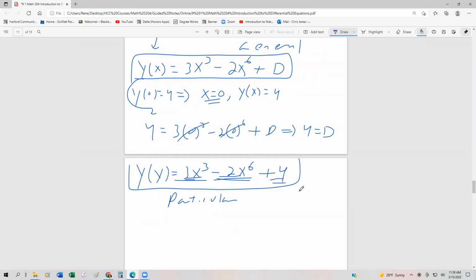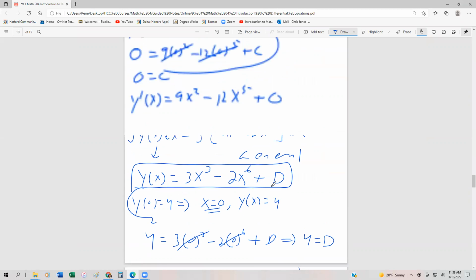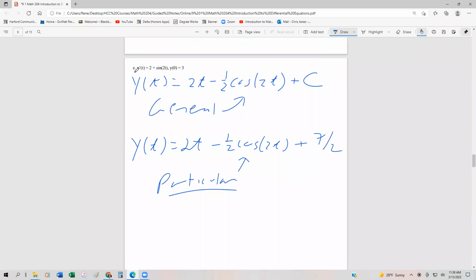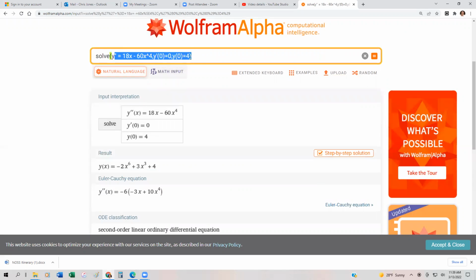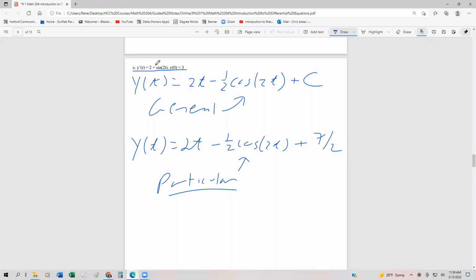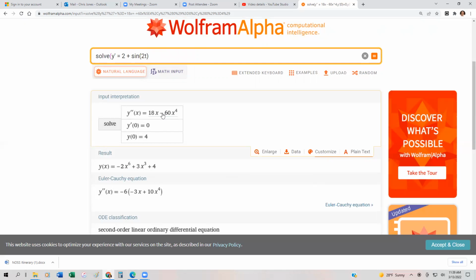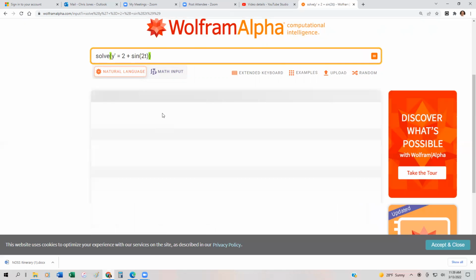All right. And it also works with first order differential equations. So if we go back up, remember we had this problem in the previous video. Let me illustrate how to put that in and verify that you can get both the general and the particular solutions. So if we want to solve that, we can say solve y prime is equal to 2 plus sine of 2t. Let me just verify that, 2 plus sine 2t. And I'm going to type it in without the initial condition first.